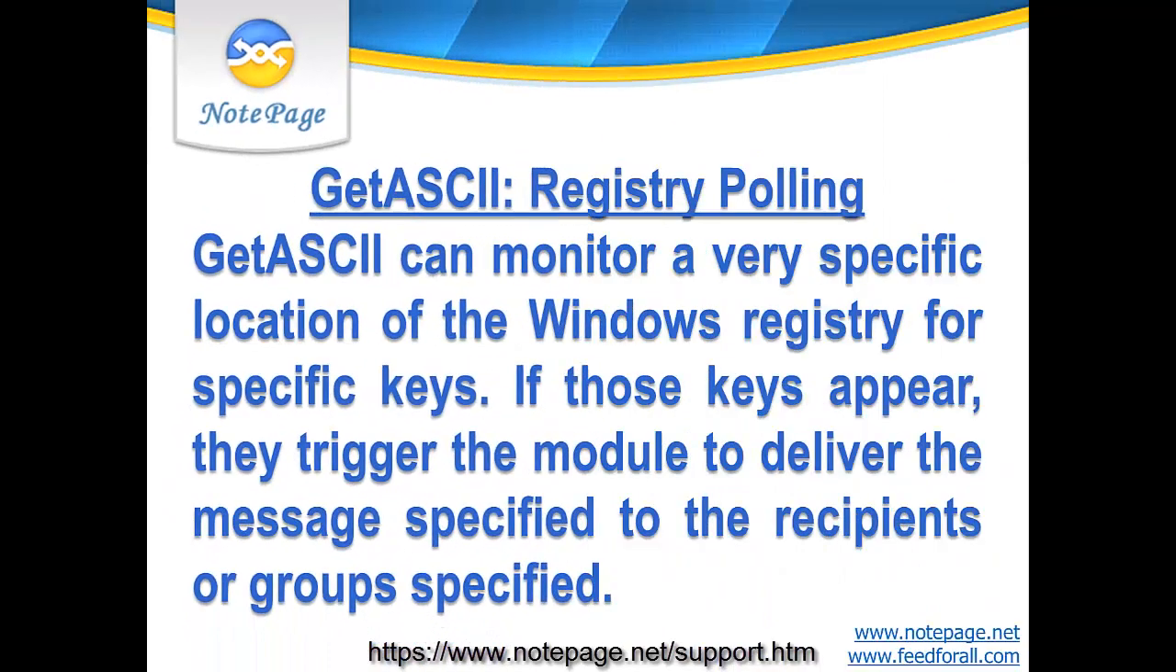Next, we have registry polling. GetASCII has the ability to monitor a very specific location in the Windows registry for specific keys. If those keys appear, they trigger the module to deliver the message specified to the recipient or group specified.